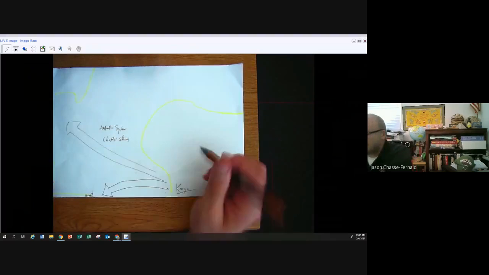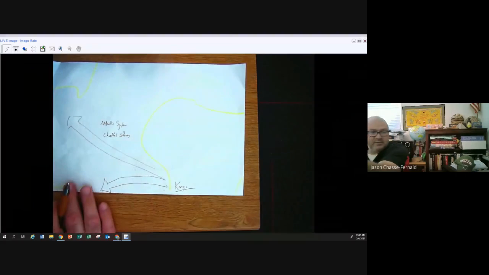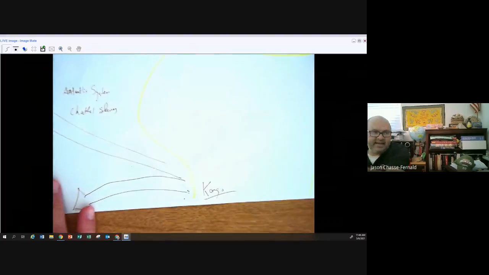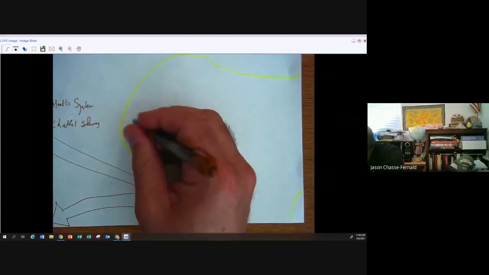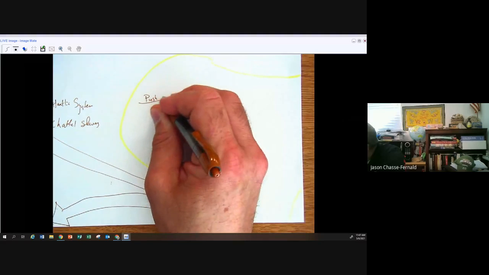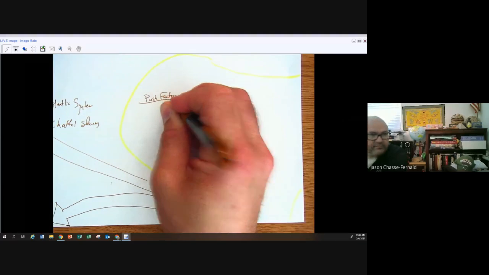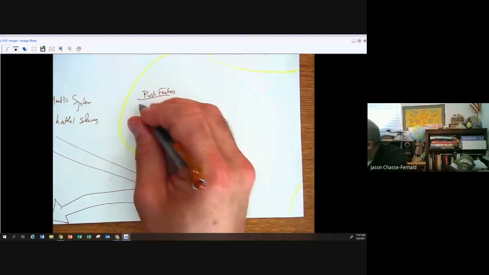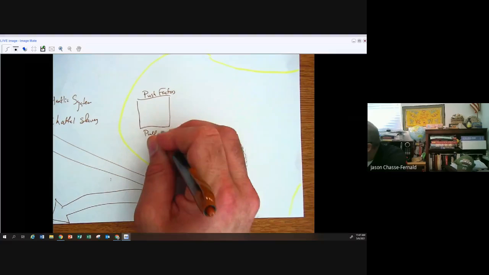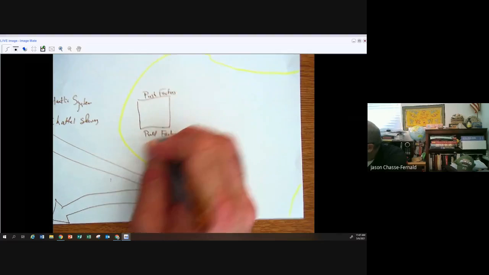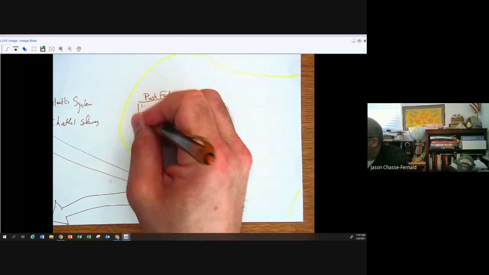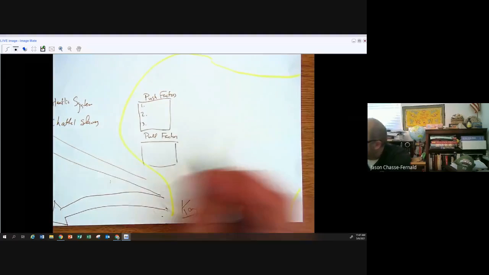So what I had kids in class do with this activity is, once you identify sending nations and receiving nations, identify some push factors and identify some pull factors. Really try to get two solid ones, maybe three if you can.